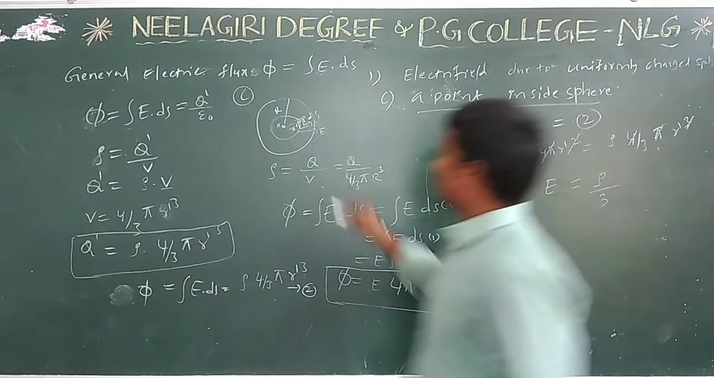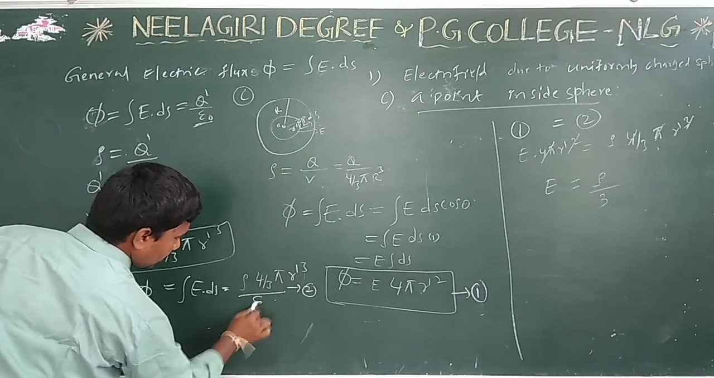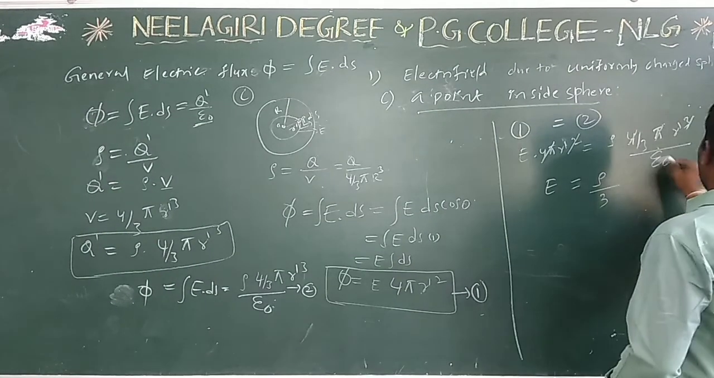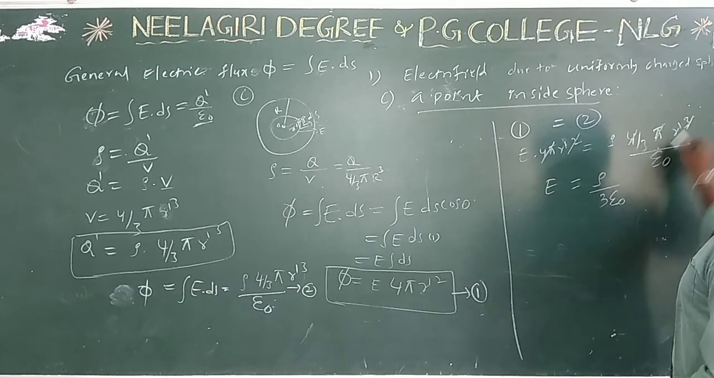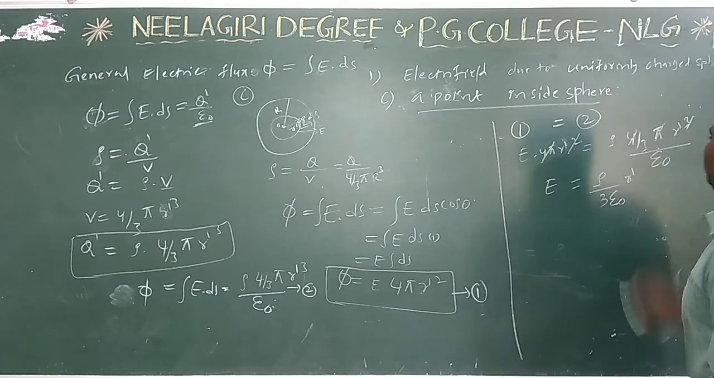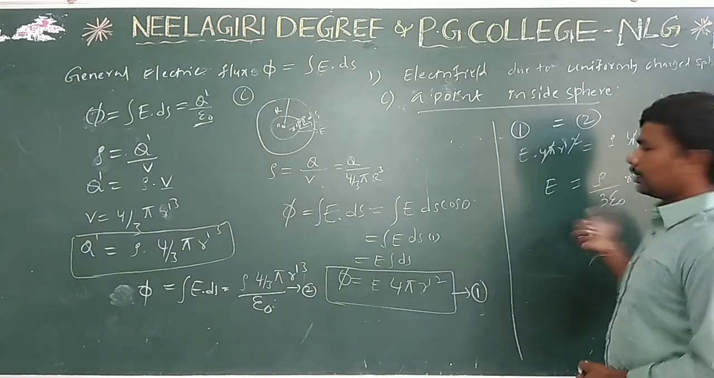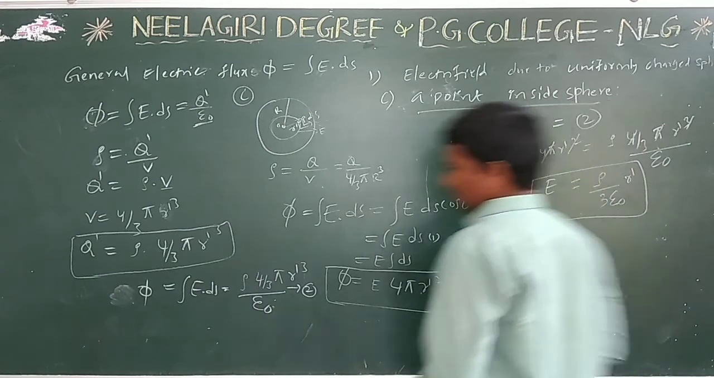Okay, we forgot here, what is that? Epsilon naught. So here also epsilon naught: E is equal to rho R prime by 3 epsilon naught. This is the electric field at a point inside the sphere. So we rearrange this equation.